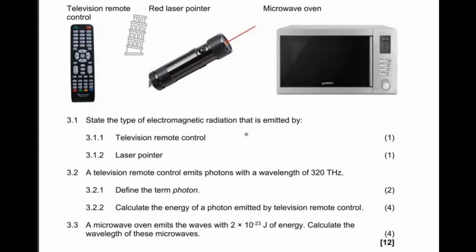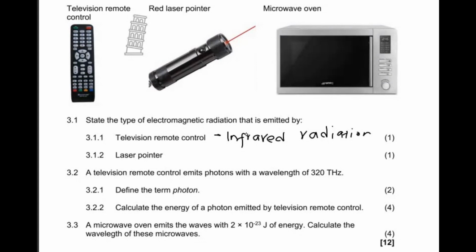Go memorize the electromagnetic spectrum, the different types of electromagnetic waves or electromagnetic radiation, and at least know one common use of each of them. What is the use for gamma rays? What is the use for X-rays? What is the use for UV? What is the use for visible light? What is the use for infrared? What is the use for microwaves? What is the use for radio waves?